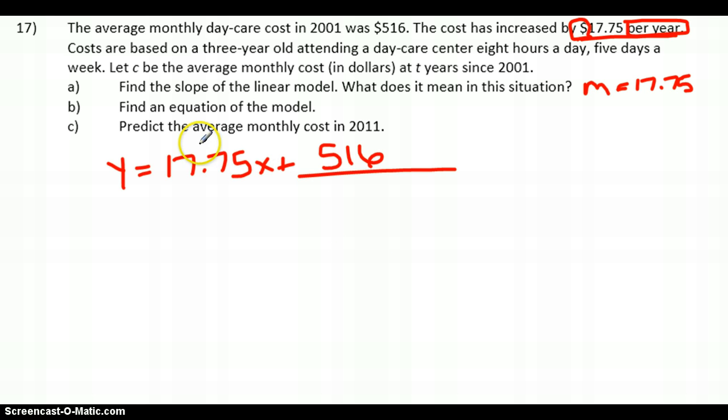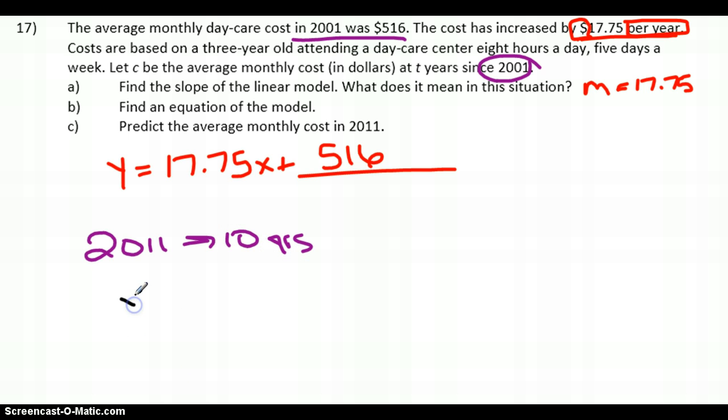Okay, so predict the average monthly cost in 2011. What I need to know first is how many years it has been. Notice we were starting in 2001. 2001 was my intercept value. So right now in 2011, it's been 10 years. So my answer is going to be y equals 17.75 times 10 plus 516.